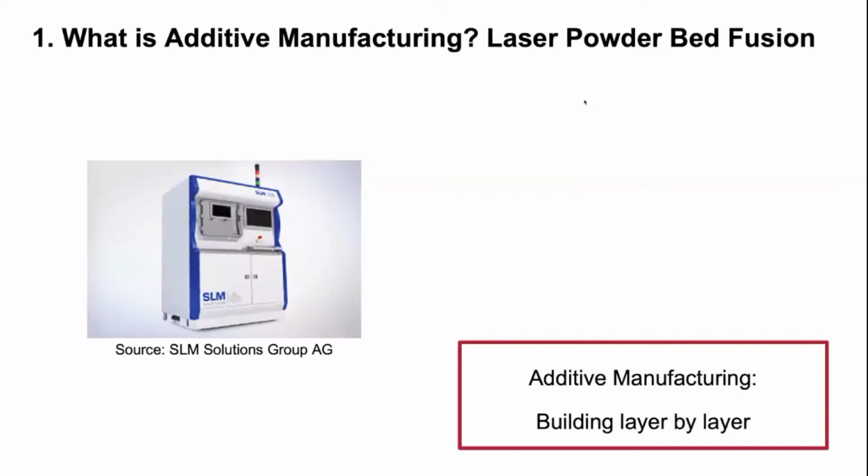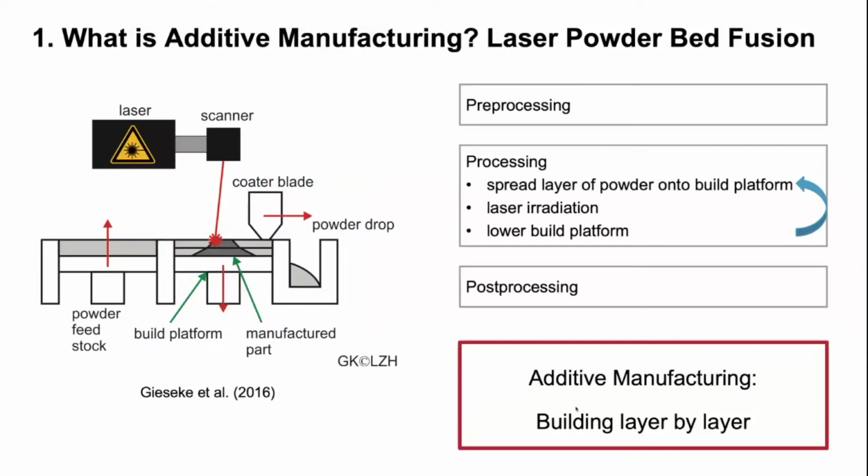So first of all, additive manufacturing, what is it? Why do we need it? In my PhD, I was focusing on a laser powder bed fusion process. This is a typical machine. What we see on the left-hand side, in common to all additive manufacturing technologies, is the principle to build parts layer by layer. Here's a sketch of the typical machine.